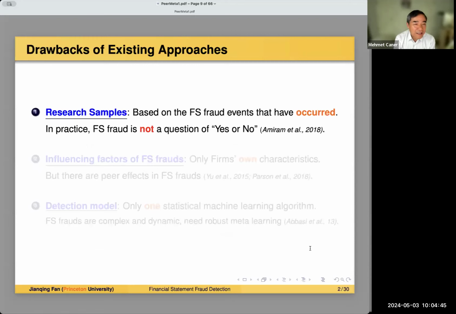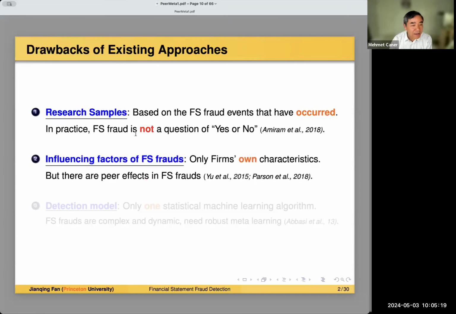And what does the existing literature do? The existing literature usually has limited samples. Usually they are based on financial statement fraud events that have already occurred. In practice, financial fraud is not a simple yes or no question. Basing on what has already occurred certainly creates bias. Only those being found and punished are included in the sample, and it's also pretty hard to find the matching sample. And then the second one is influencing factors.